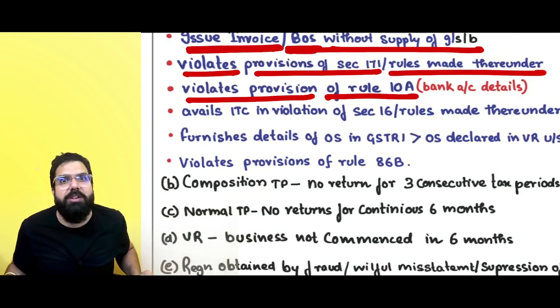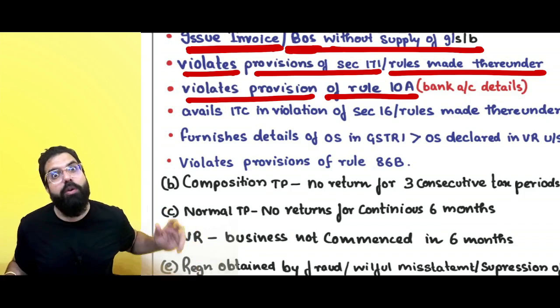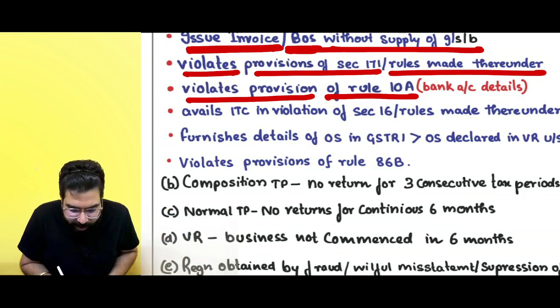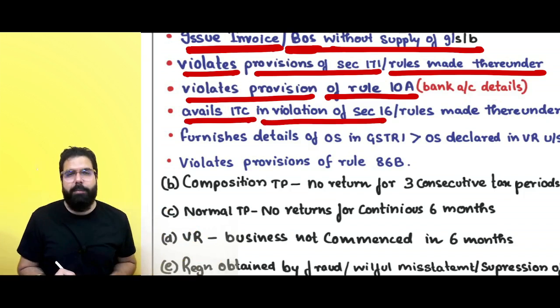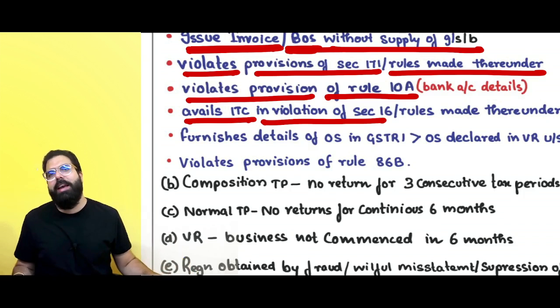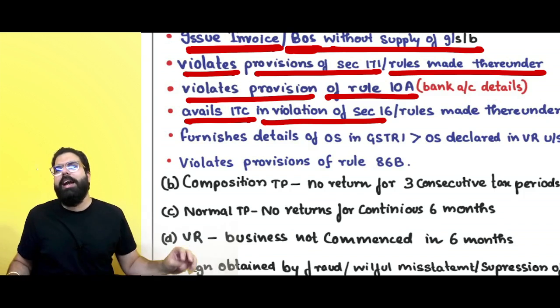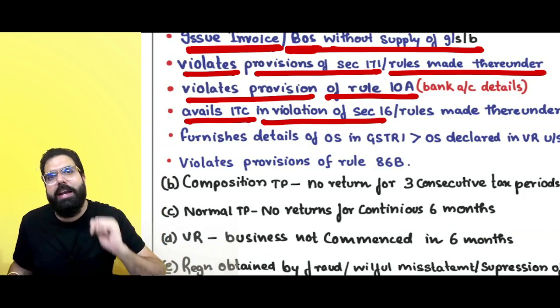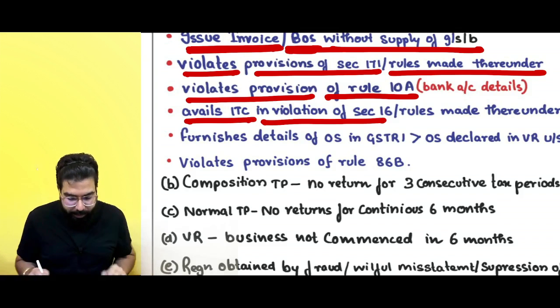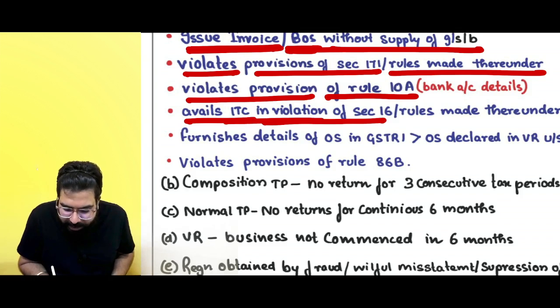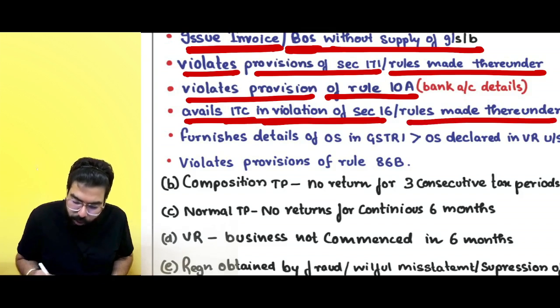They told you, once we grant the registration certificate, please give your bank account details. You are not furnishing them, you are cheating. They will cancel your registration. You avail the ITC in violation of section number 16. Section number 16 says that you should take the ITC only if you have the tax paying document. You don't have the invoice, and you are still taking ITC. Your registration can be cancelled. Avails ITC in violation of section number 16 or rules made thereunder.